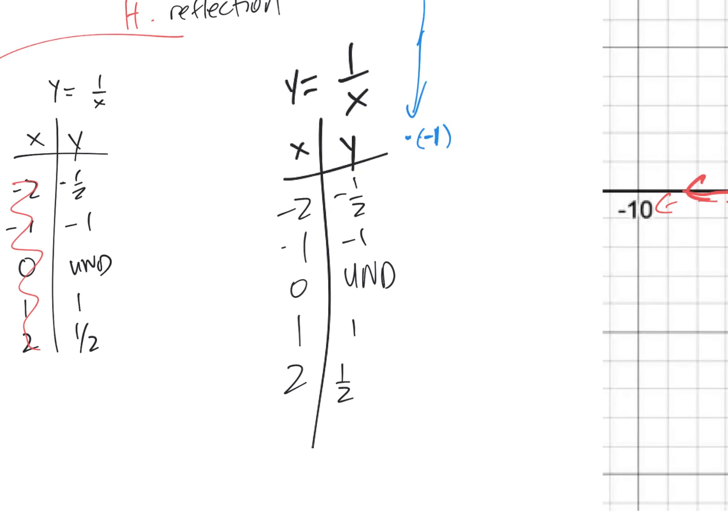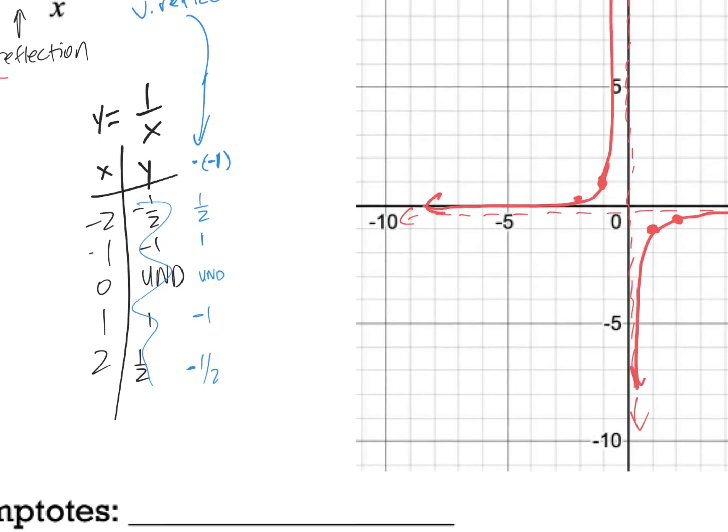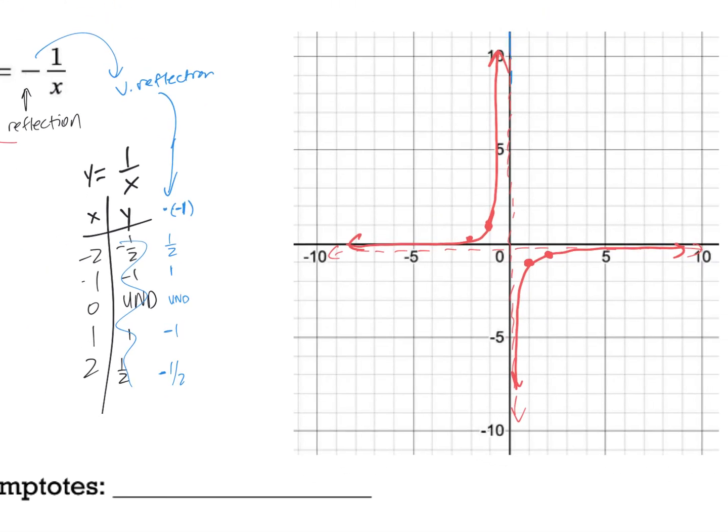So this becomes positive 1 half. This becomes positive 1. This is still undefined. This is negative 1, and this is negative 1 half. So you can kind of see that vertical reflection taking place already. But let's go graph this thing. So let's graph our asymptotes at x is equal to 0 and y is equal to 0. You'll notice they're right on top of the other asymptotes we just drew. Okay, so negative 2 comma 1 half, let's graph that point. Oh, it's already a point on my curve. Negative 1 comma 1, oh, already a point on my curve, so you can kind of see that curve forming.